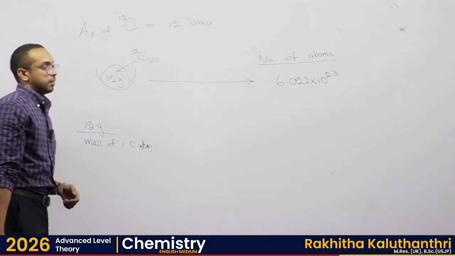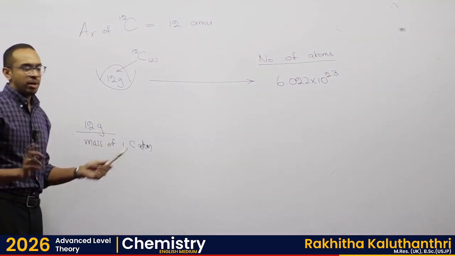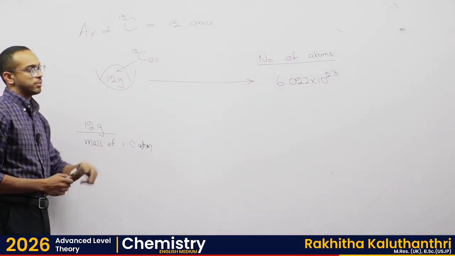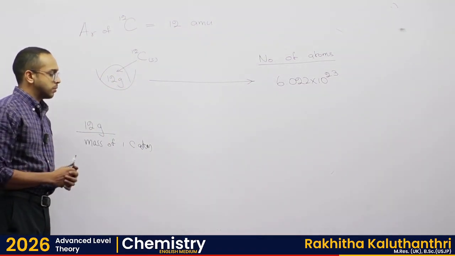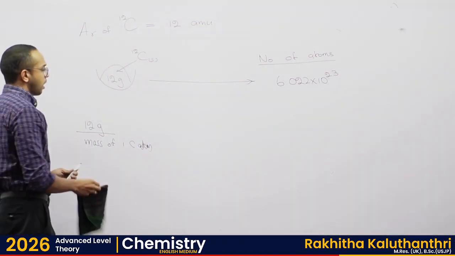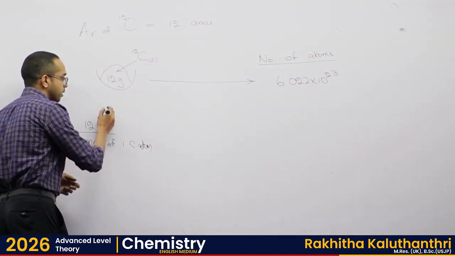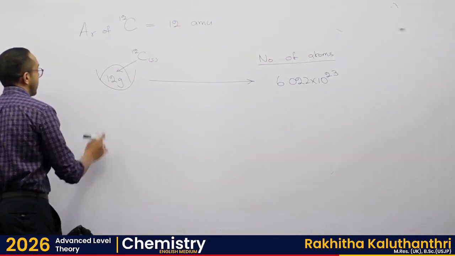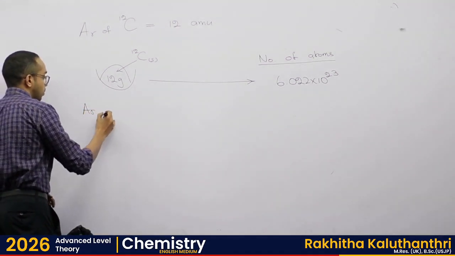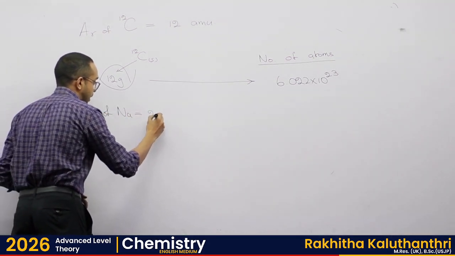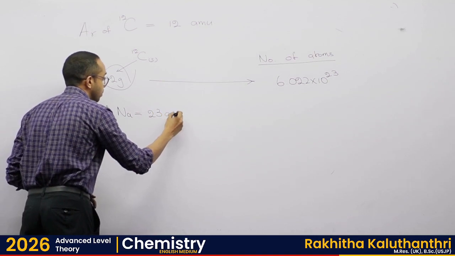Okay, it's just a random number. When it comes to 12 grams of carbon, that many atoms are there. So that was not a very big discovery right now. And then he took another element, let's take sodium, right? So what is the AR of sodium? Sodium's relative atomic mass was 23 AMU.